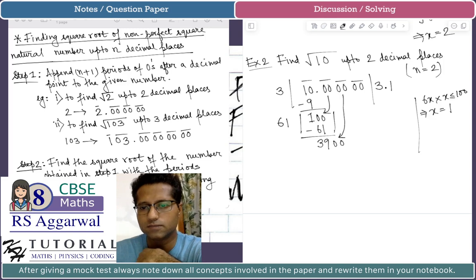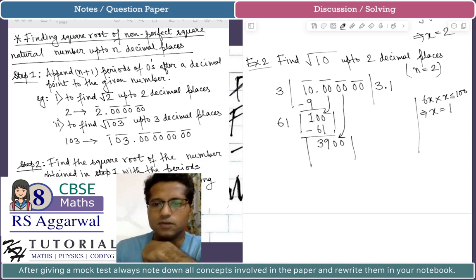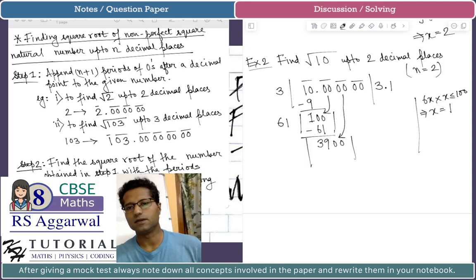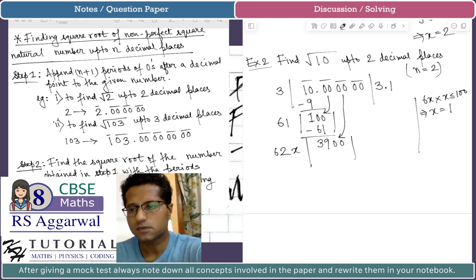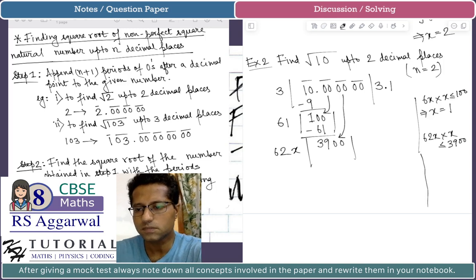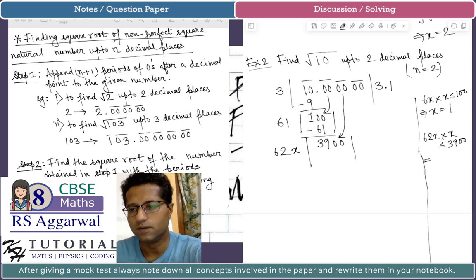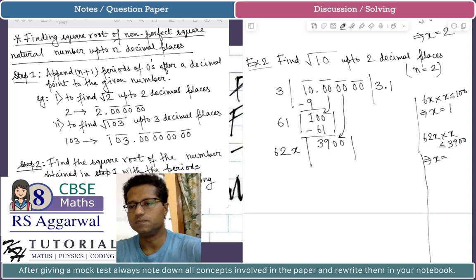The new dividend becomes 3900, and the new partial divisor will be the current quotient multiplied by 2, ignoring the decimal point. So that is 62. Now again we have to find the digit x such that 62x multiplied by x is less than or equal to 3900.